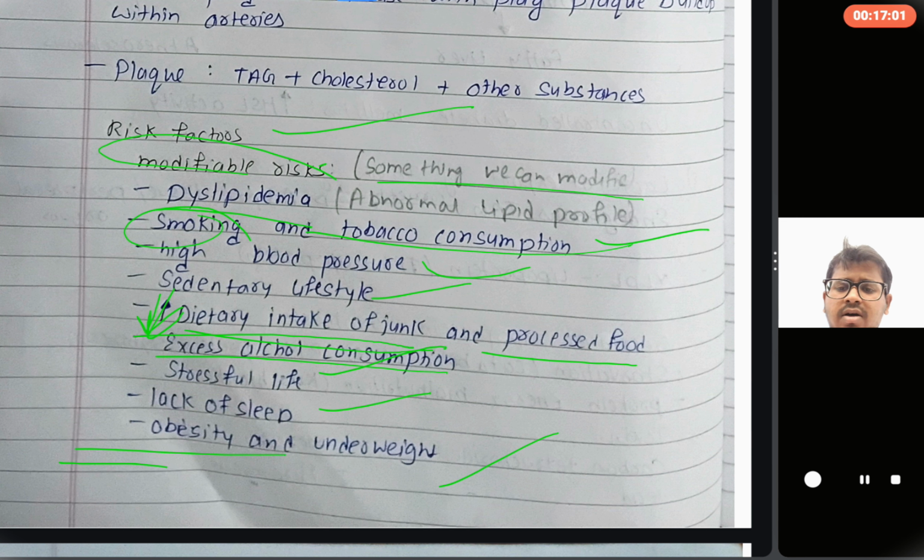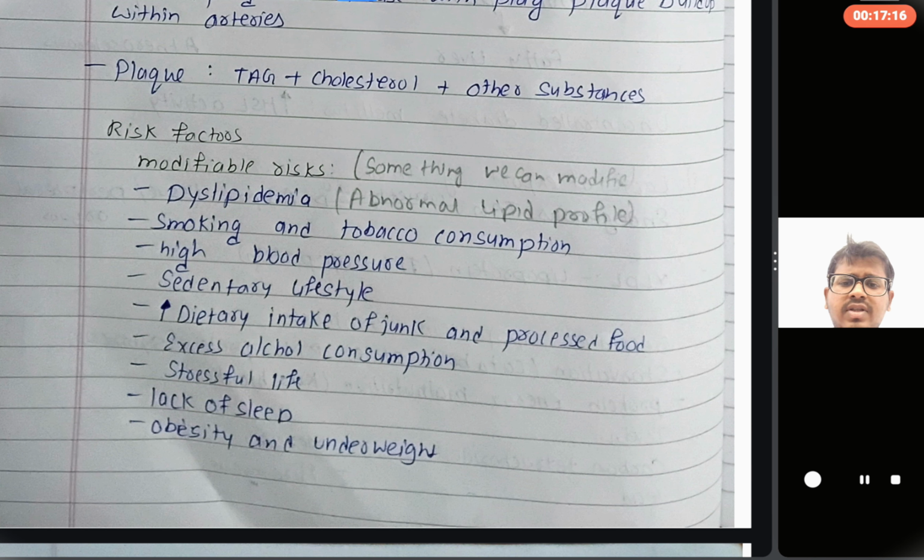Obesity, we can become slim, so that there will be less chance of atherosclerosis forming in the blood vessel. This is the risk factor which we can modify.